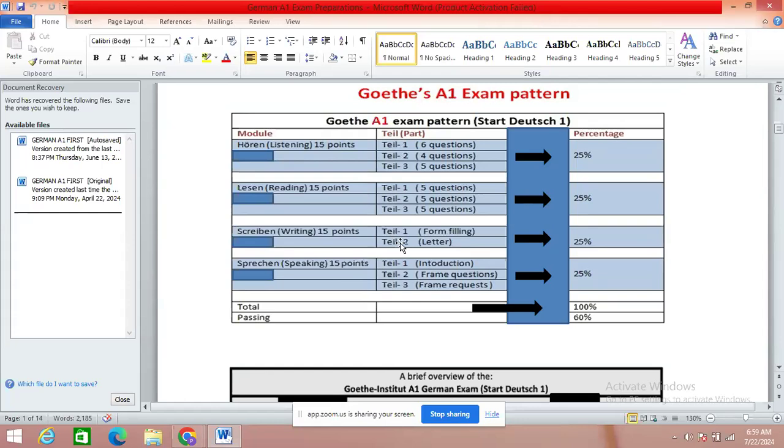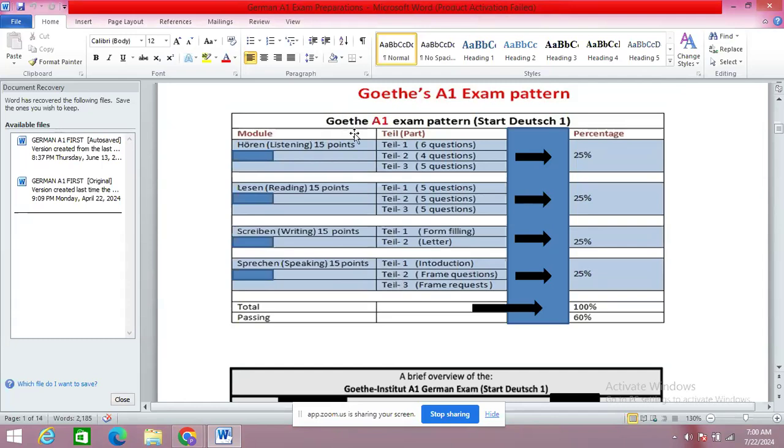Then the speaking, Sprechen. We are going to have three questions: Teil eins, introduction, Teil zwei, we need to frame questions. In Teil drei, we have to frame a request. In this, they are going to test our speaking. So three questions we need to attempt to give our speaking test.